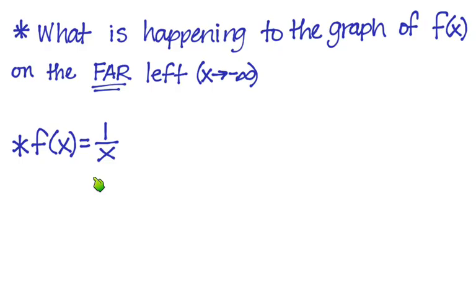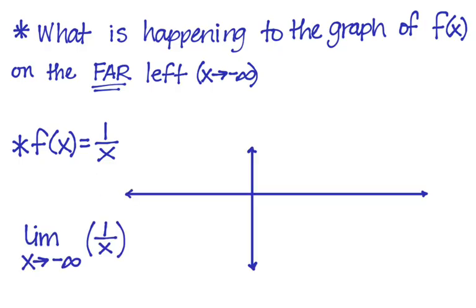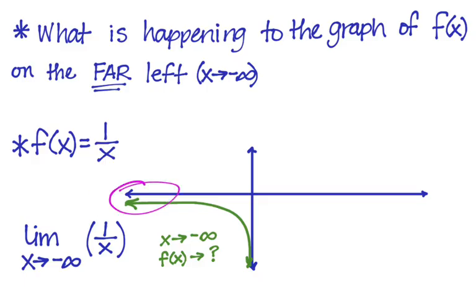So here I have a function. It's the reciprocal function, 1 over x. And if we look at a graph of that, we can see, as we are using values of x that are getting larger and larger negatively, this function is flattening out, getting very, very close to the x-axis.